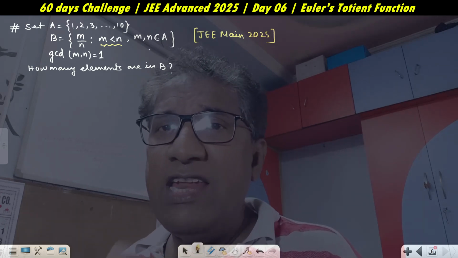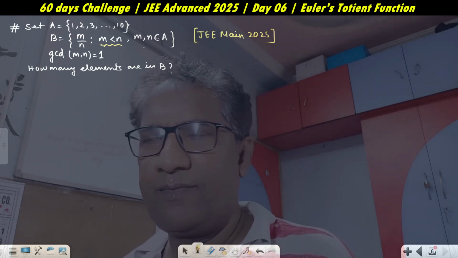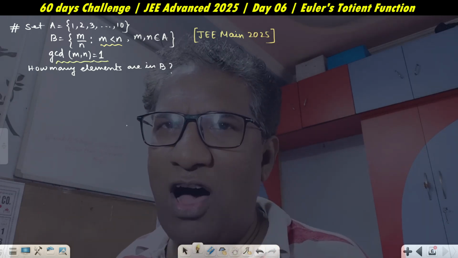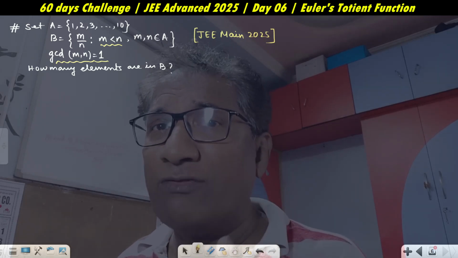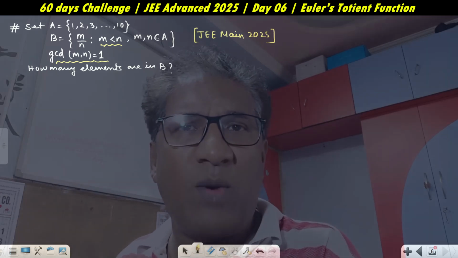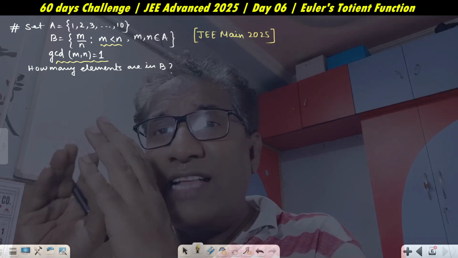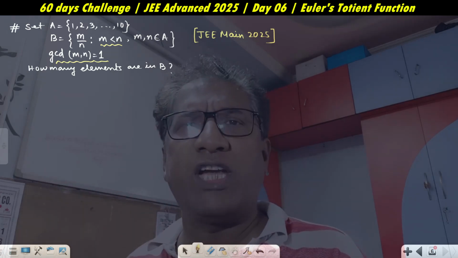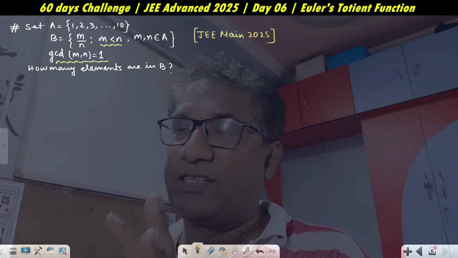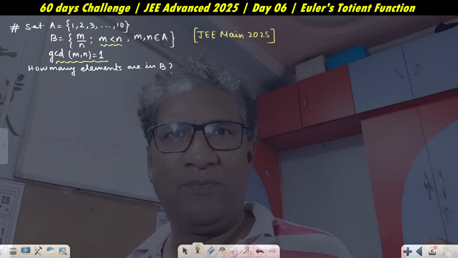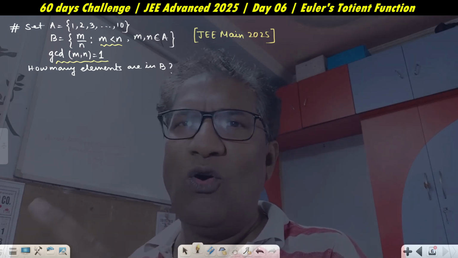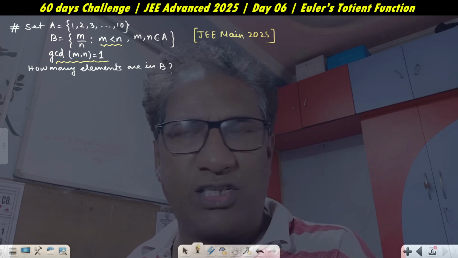And m and n you are choosing from set A. But here is a big hint for using the Totient form. Again, in the beginning of the question, I told you, this question, which came in JEE Mains this year, 2025, you can solve even if you don't know Euler's Totient function. But if the number is higher, you will face problems doing the sum. That is the reason my motto is to teach you this Euler's Totient function.